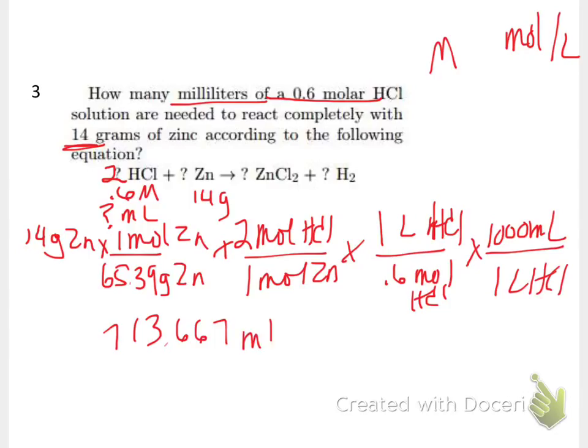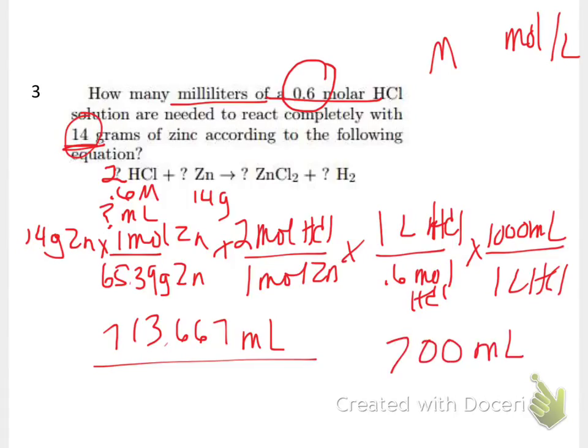713.667 milliliters, and that's what I'm going to add into Quest, just because they're picky and they want more than the required sig figs. But when I'm writing this out in my notebook, I only have 1 sig fig here. I've got 2 here, so I'm limited to 1 sig fig. So my answer actually is 700 milliliters of HCl.